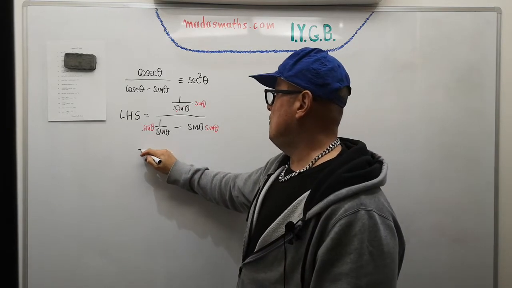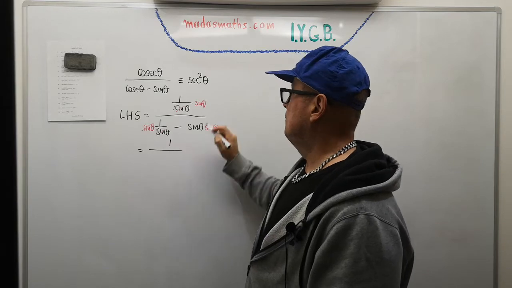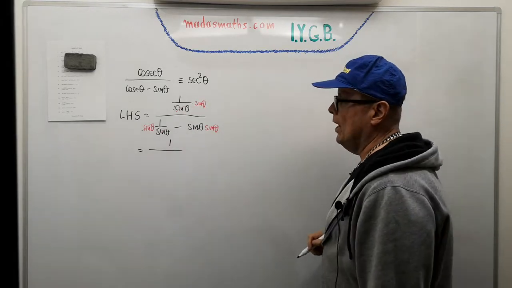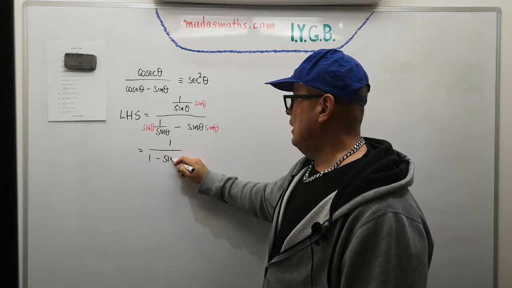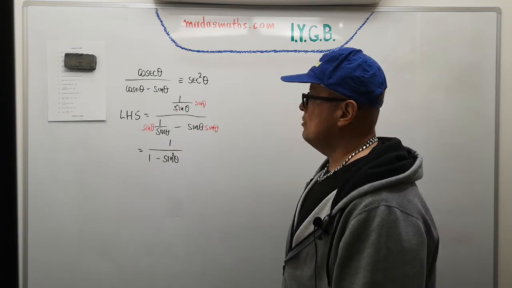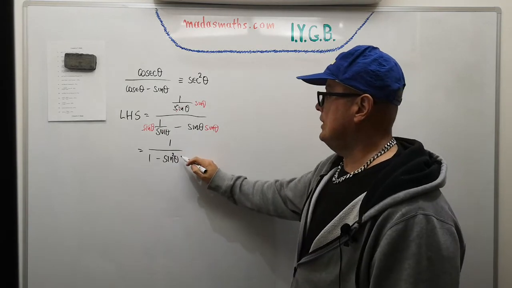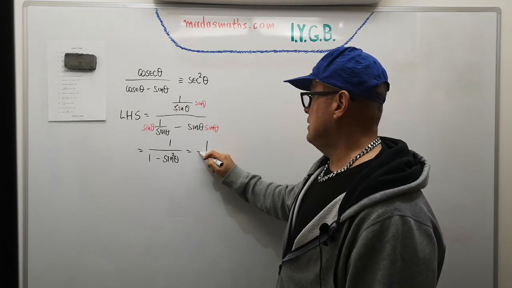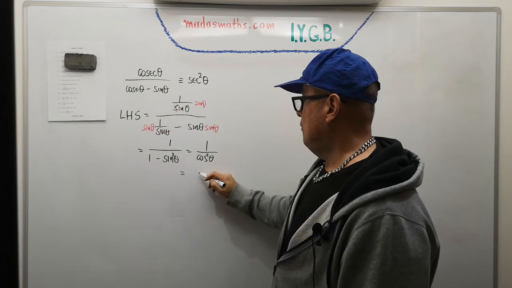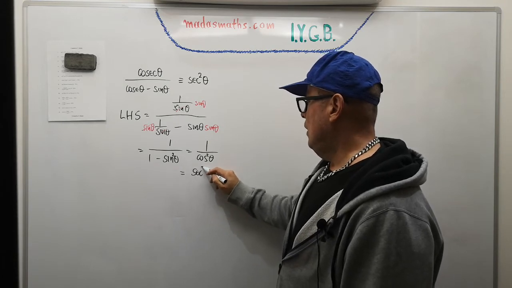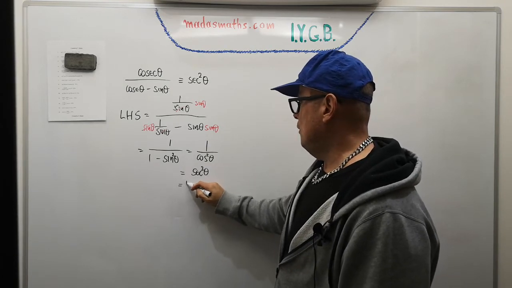So on the top, I've got 1. That's the 1 from this fraction. On the bottom left, 1 minus sine squared, and I think now we should be able to just finish it off from there, because of course that is a cos squared at the bottom, and a cos squared theta is a sec squared theta on the top, which of course is RHS.